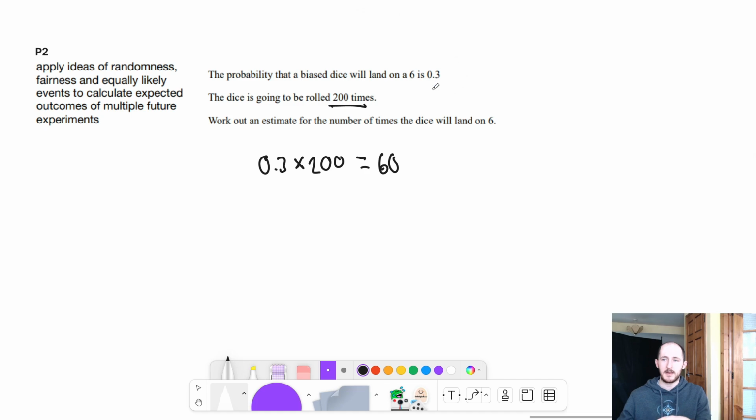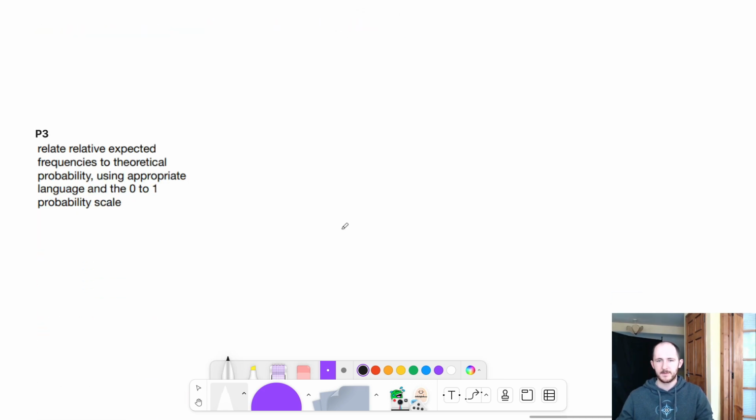So again, whenever they say work out an estimate, and they've given you a probability, all you're doing is taking the probability and timesing it by how many times they're doing whatever they're doing. Rolling a dice, flipping a coin, pulling hats out of a bag, whatever. Okay, you take the probability times by the number of times you do it. That gives you an estimate for the number of times that event will happen. Okay, so you need the probability that it lands on a 6 times by the total number.